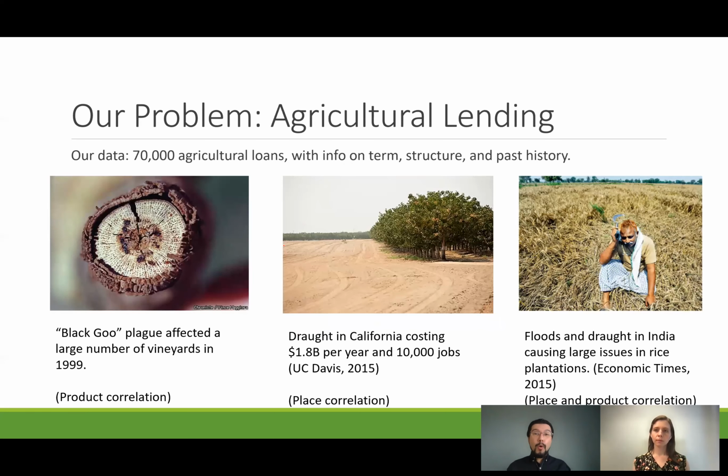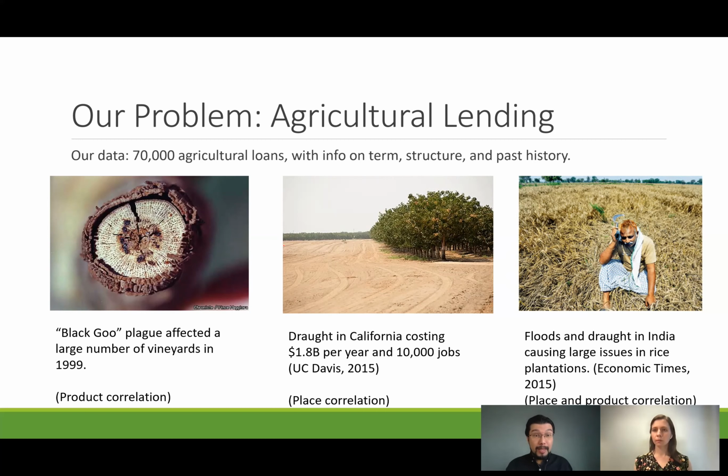I am going to motivate this in the context of agricultural lending, but this is not only applicable in this world. We are actually right now conducting experiments with this in many other places, and I am happy to discuss this afterwards in the discussion session. So our problem is the following. We are giving loans to farmers, and they are subject to structural risks that can correlate depending on where they are or what they are selling.